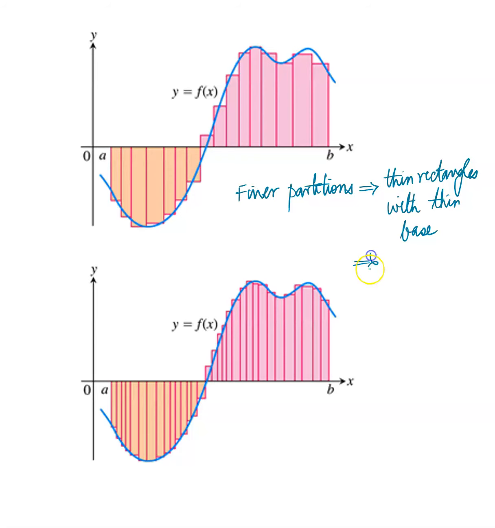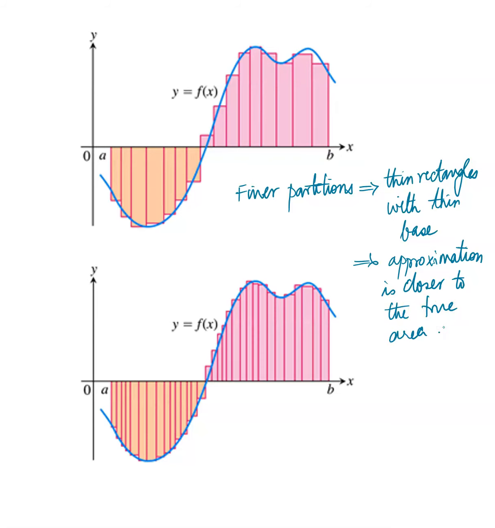And this implies the region approximation is closer to the true value. In this case, the true area.